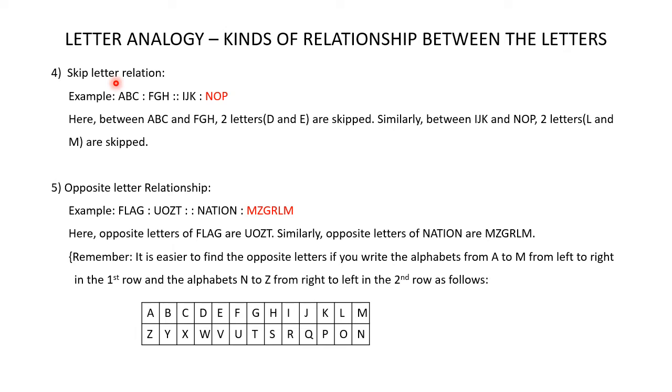Skip letter relation. For example, if ABC is to FGH, then IJK is to what? First, find the relationship between the first two sets of letters. Here, you'll see that after ABC, two letters D and E are skipped and then FGH is written. Use the same relationship between the third and fourth sets. So, skip two letters after IJK. Skip L and M after IJK and then write NOP. So, if ABC is to FGH, then IJK is to NOP.